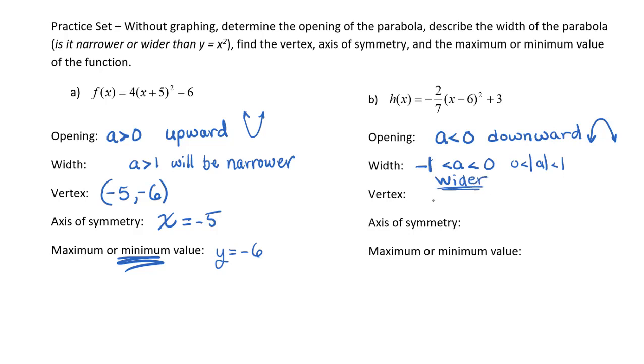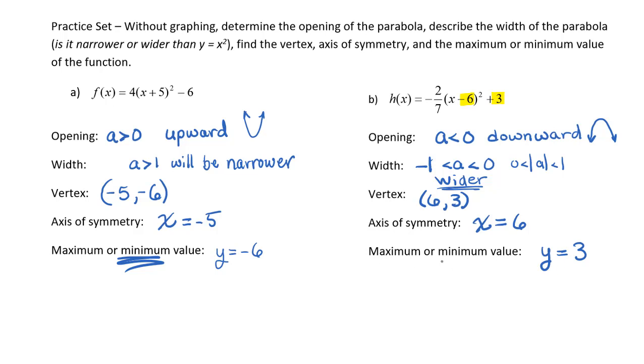Our vertex is always at the values of h and k, and since h is negative inside the standard form, we know that our vertex will be at 6, 3. Our axis of symmetry is always the value of x in the vertex, or 6 in this case, and the max or min is always the y value of the vertex coordinate point, so y equals 3.